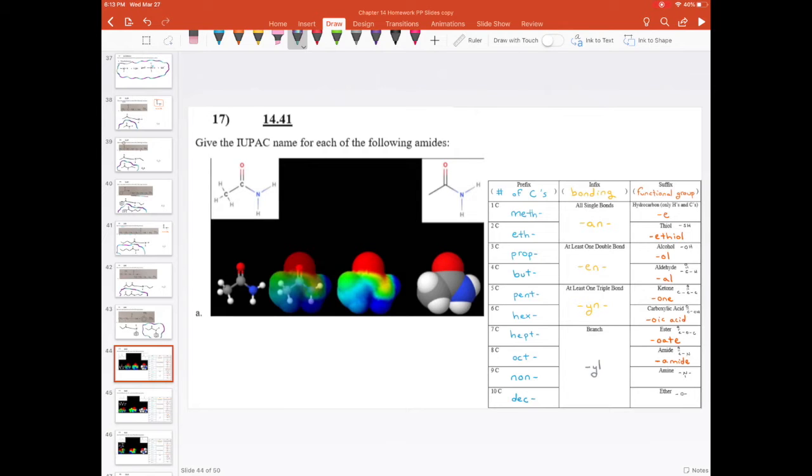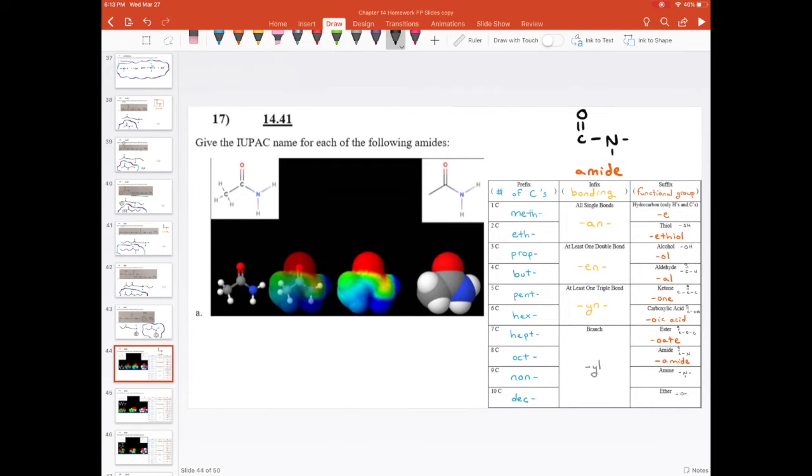In Chapter 14, Exercise 17, they're asking you to give the IUPAC name for some amides. Now, remember, an amide is a molecule that has a carbon double bonded to oxygen, single bonded to an amine. That, all together, makes an amide. When you have an amide, the suffix is, naturally enough, amide. So that's how that's represented in the name.